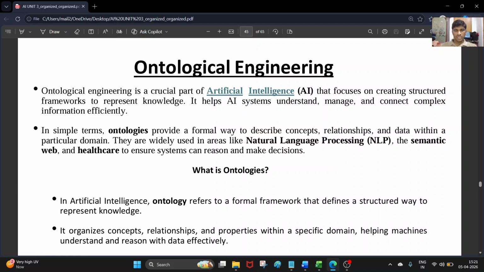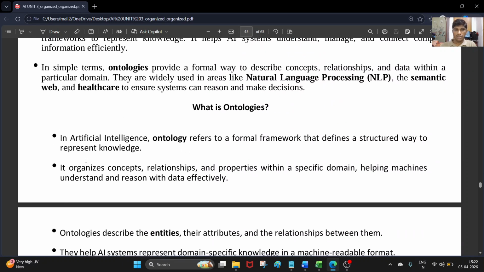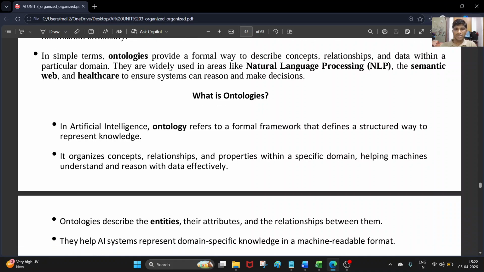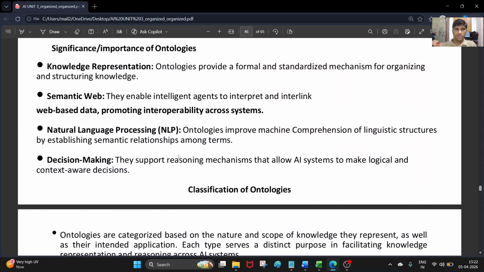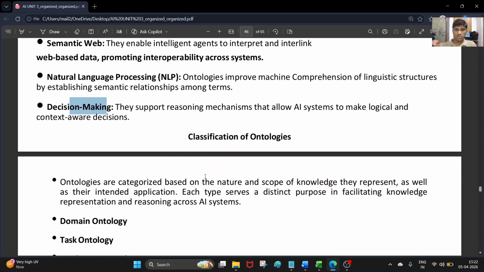Next is ontological engineering. Ontological engineering is a crucial part of AI that focuses on creating a structured framework to represent knowledge. So it is creating a framework to represent structured knowledge. What is ontology? In artificial intelligence, ontology refers to a formal framework that defines a structured way to represent knowledge. So it is a way of representing knowledge. So what is the importance of ontology? Ontology is used for knowledge representation, the semantic web, NLP, and for decision making.